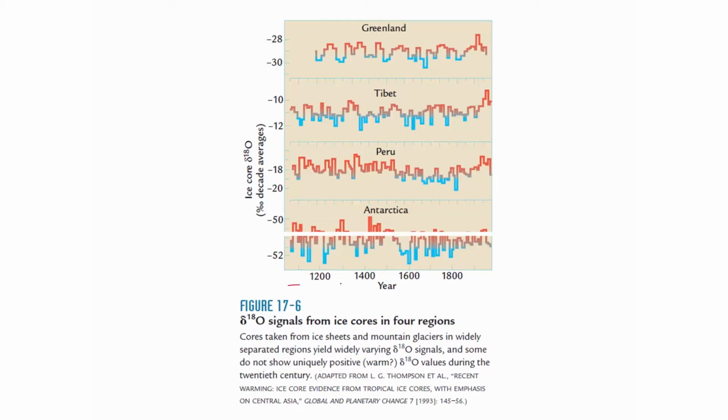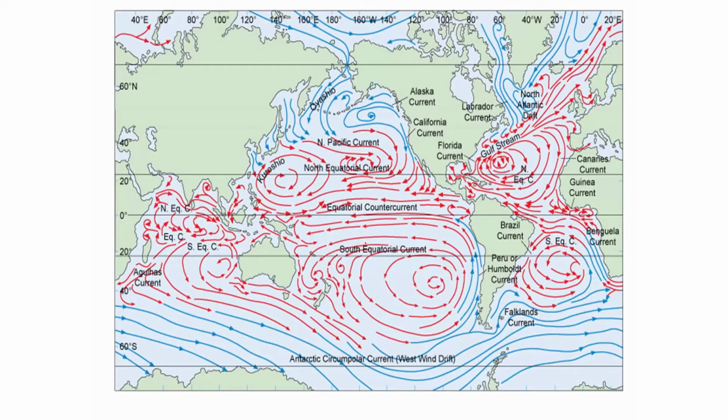So you try to put together multiple proxies. Here is Tibet, similar behavior in Greenland. We saw Peru has a similar signature, but Antarctica is a bit confused. So it is worth looking at why Antarctica would be different, could be different, and we have to then go back to our ocean circulation, especially around the Southern Ocean.